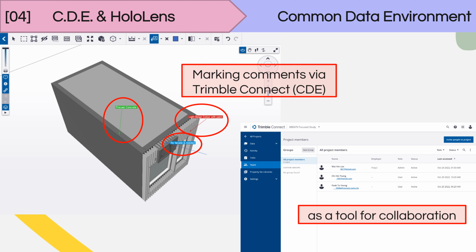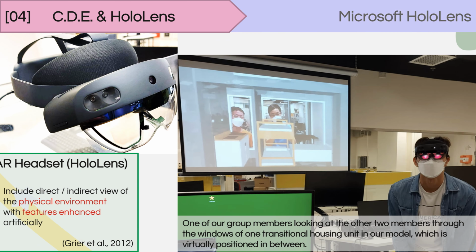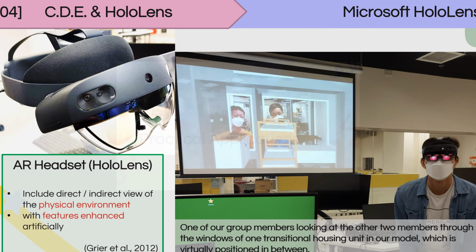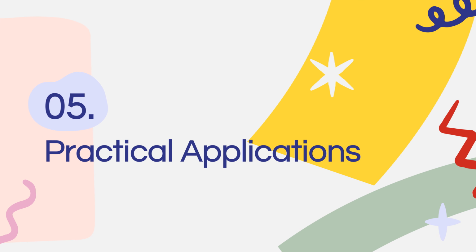As shown on the screen, we have used Trimble Connect to make comments on our individual unit designs and for collaboration during our design stage. Microsoft HoloLens is then used as an AR device in the IC to visualize the building design and details. In the industry, it is used to keep track of the progress and, for instance, by comparing the site conditions with the model. Here are the practical applications of AR and HoloLens during our 4 trials.